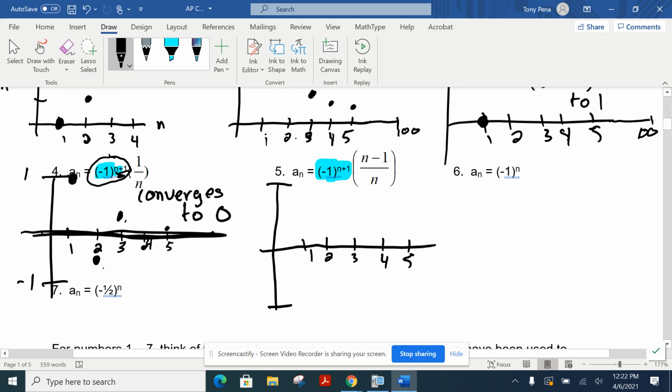So if I let, actually 1 is a 0, so that's pretty straightforward. Doesn't matter what sign you get. But if we then let the n be a 2, that gives us an odd exponent, so we're going to be negative. And then 2 would give us a 1 over 2, so it's going to be a -1/2.